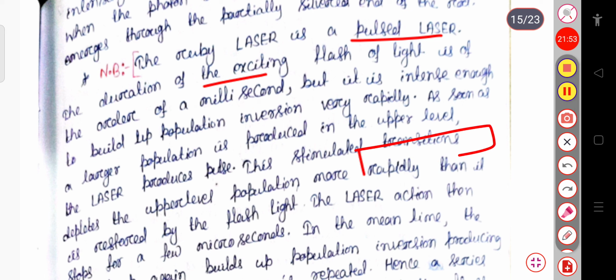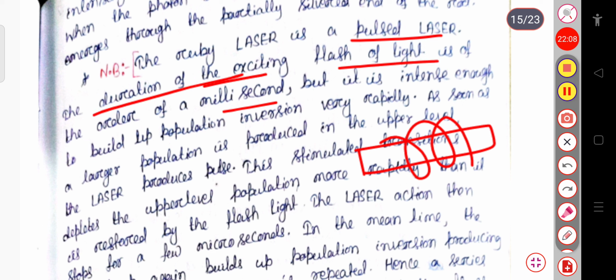So here it will emit the 1000 joules of energy in a few milliseconds, but only a very small part of this energy is used by the chromium ions. The duration of the exciting flash of light is of the order of a millisecond, but it is intense enough to build up the population inversion very rapidly.